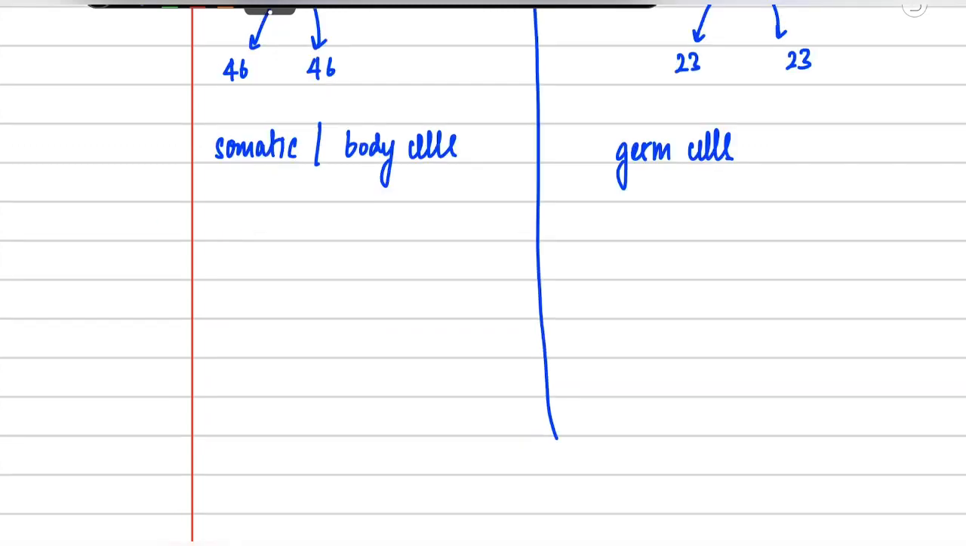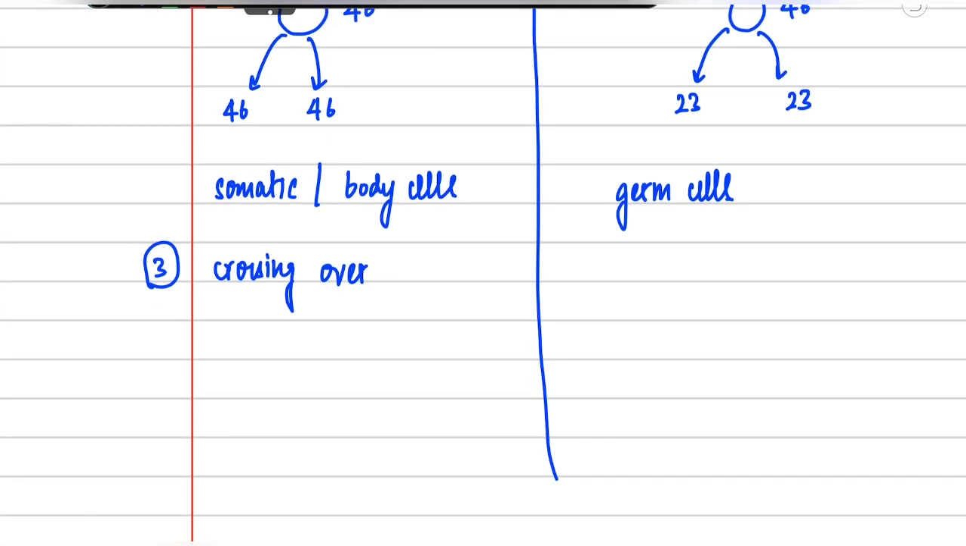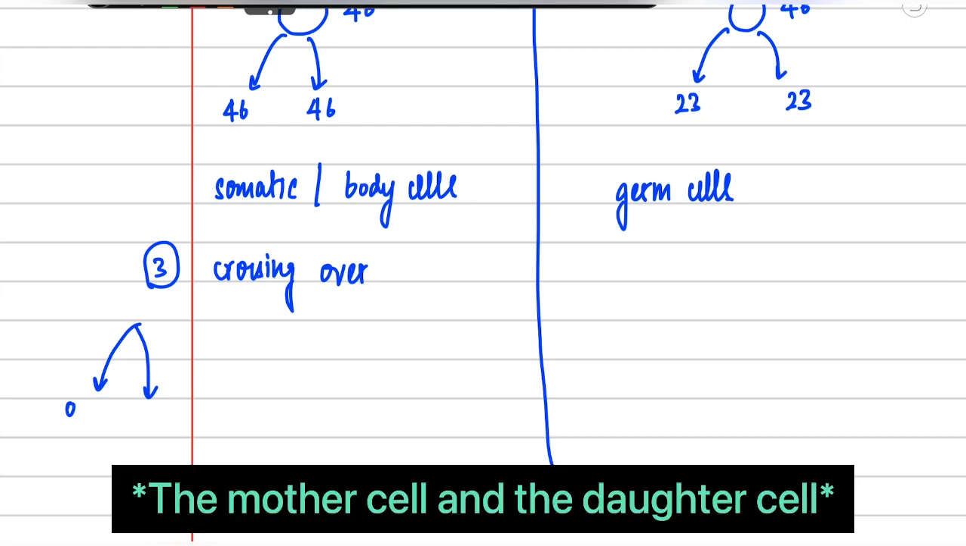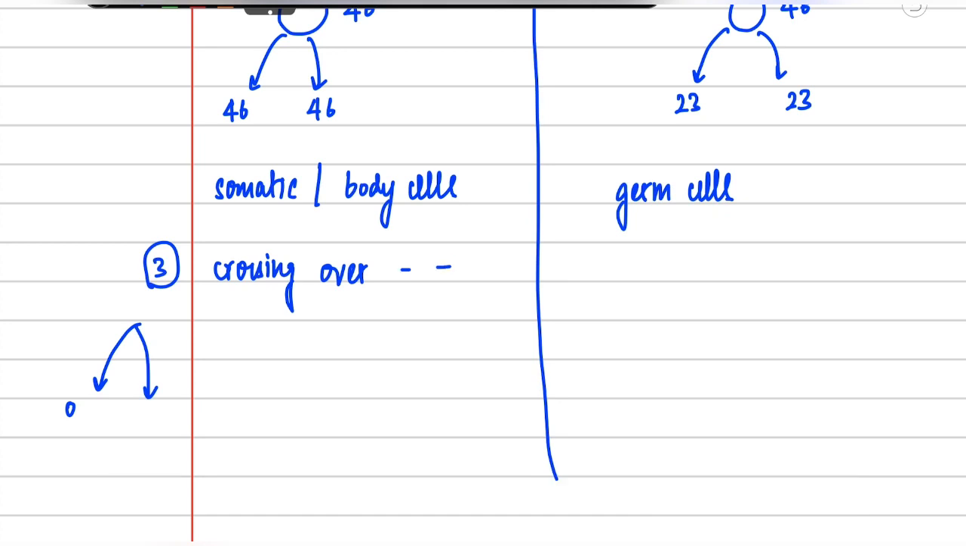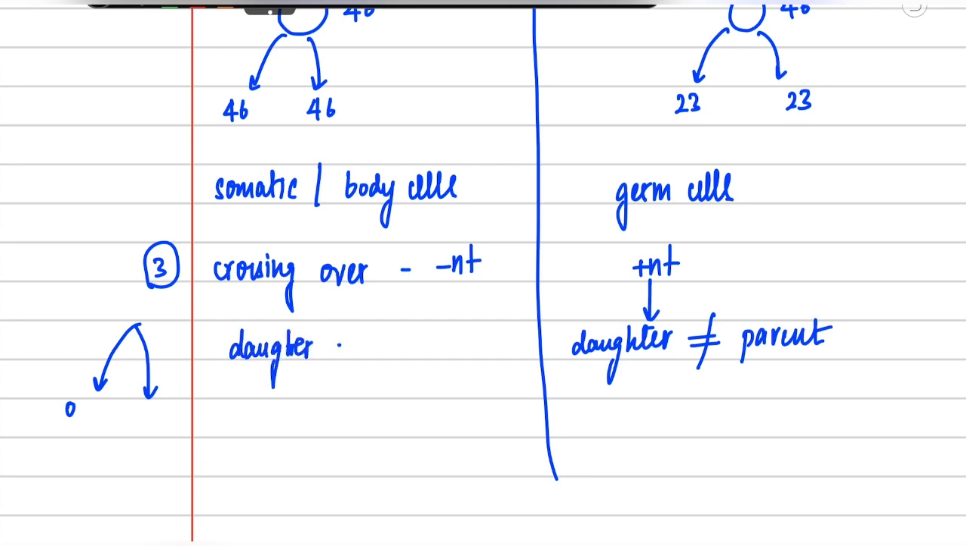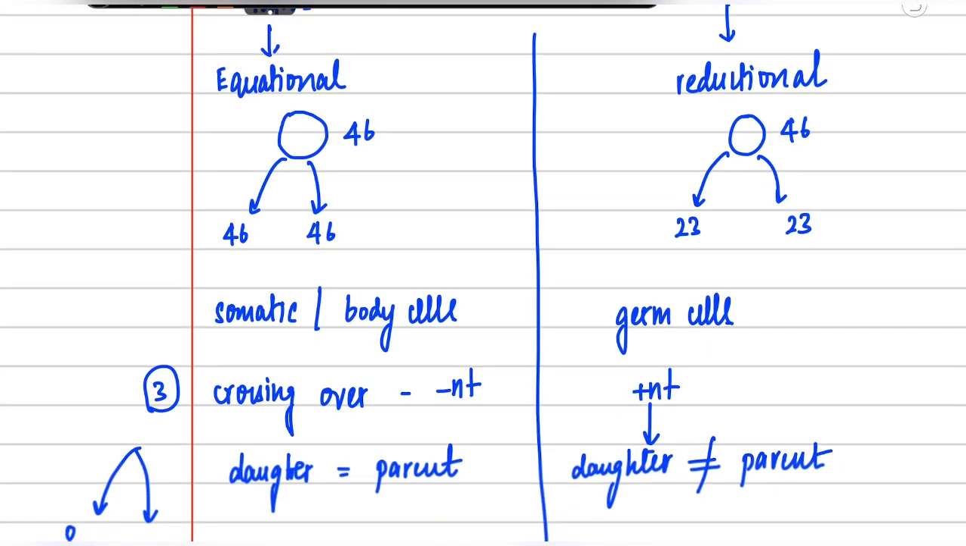The third important concept is known as crossing over. Crossing over is nothing but while the parent is getting divided, some of the structures go here and there so that the mother cell and the daughter cell do not resemble each other. So crossing over is absent in mitosis, whereas it is present in meiosis. Therefore, in meiosis, the daughter cell does not resemble the parent cell, whereas the daughter cell is exactly equal to the parent cell in case of mitosis. So these are the differences between mitosis and meiosis.